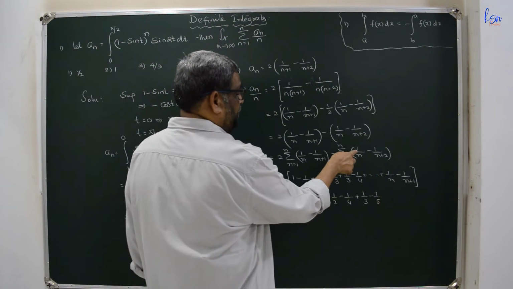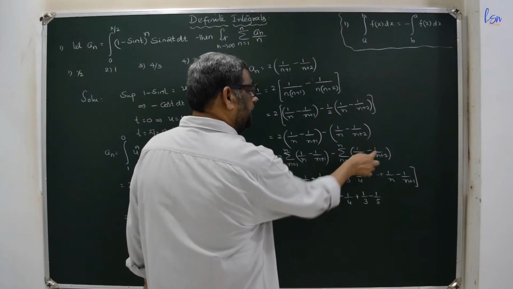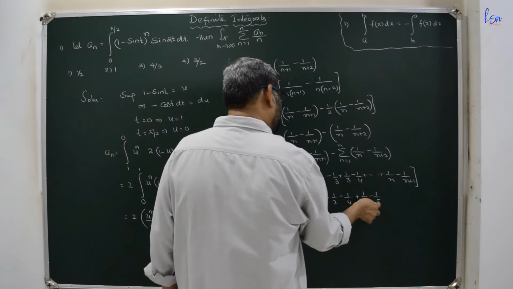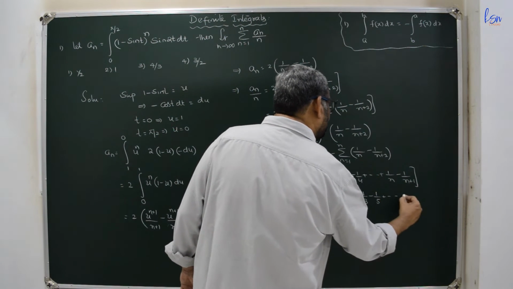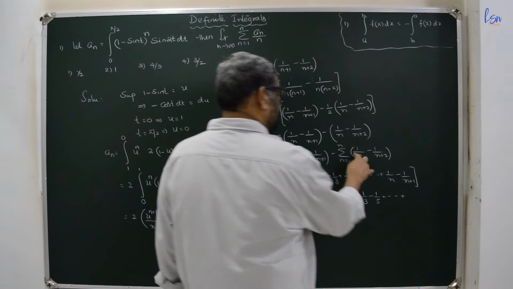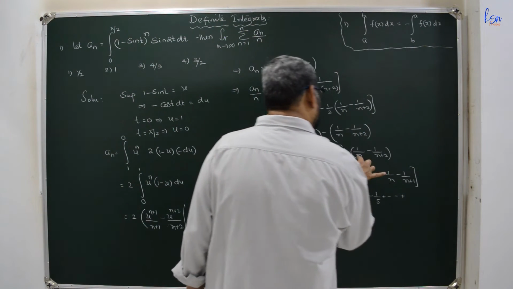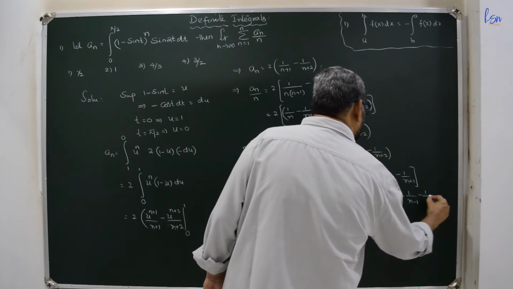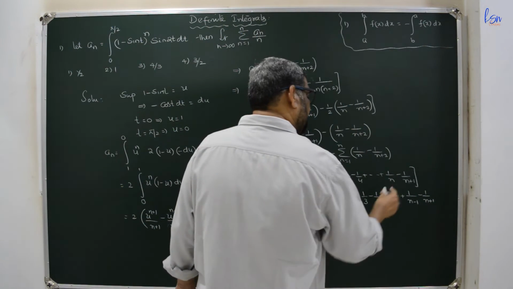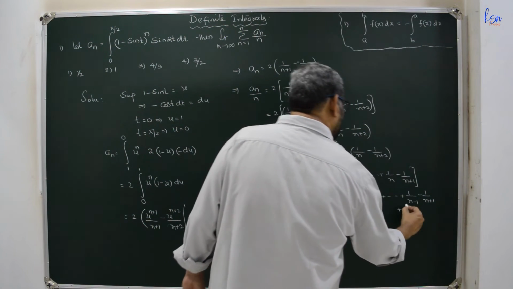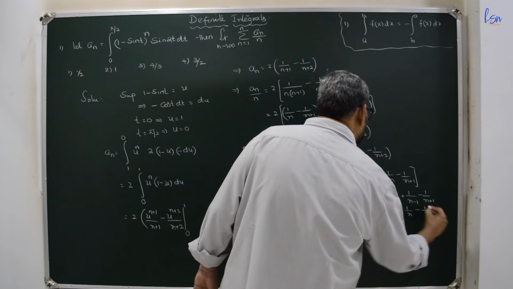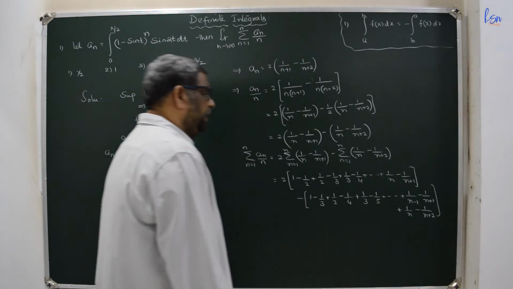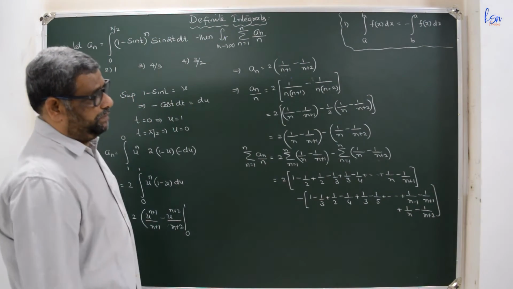So, if you put n equal to 1, 1 minus 1 by 3, plus 1 by 2 minus 1 by 4, plus 1 by 3 minus 1 by 5, and so on. If you put n minus 1, 1 by n minus 1 minus 1 by n plus 1, plus, if you put n, 1 by n minus 1 by n plus 2, like this. You will find the elements like this.